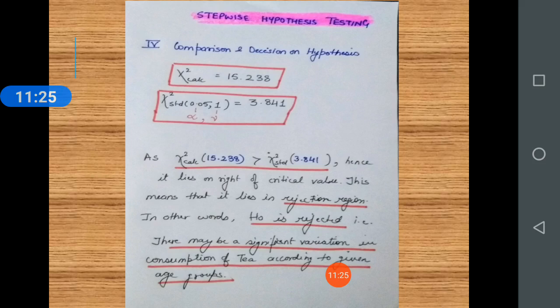In this case, as chi-square calculated is 15.238, which is bigger than the chi-square standard value 3.841, rather it is much bigger than the standard value, we can say that it lies on the right-hand side of the critical value, which means that it lies in the rejection region, and we can state that the null hypothesis is rejected. That is, there may be a significant variation in the consumption of tea according to the different age groups. So this is how we complete our chi-square test of independence. Thank you.